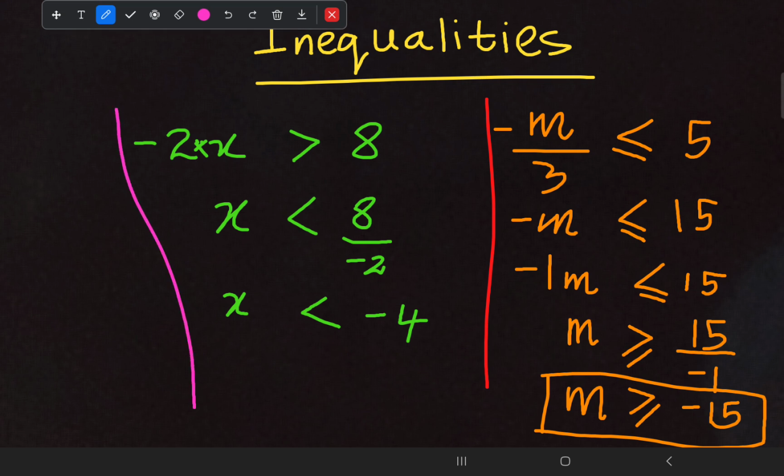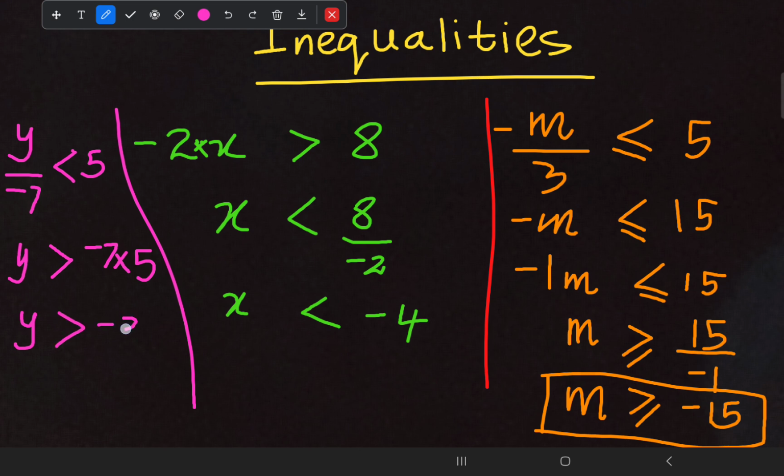Let's do one more example. Y divided by negative 7 is less than 5. In this case, y is divided by a negative integer. When we take that negative integer division as a multiplication, that will become negative 7 into 5. So the direction of the symbol will change to its opposite. So y is greater than negative 35. These are the answers for your questions.